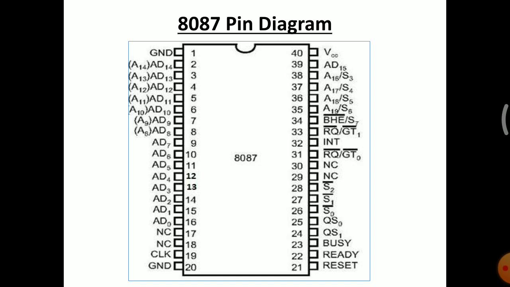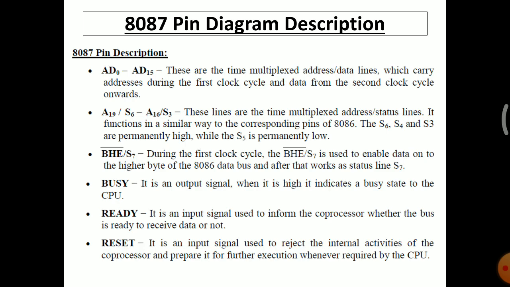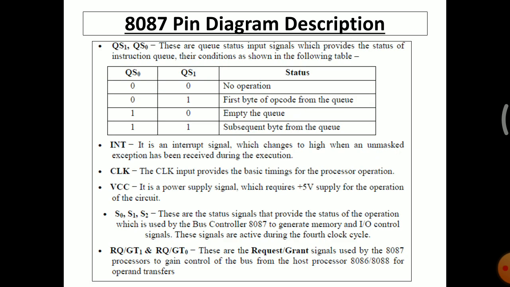Here most of the pins function exactly the same as the pins of the 8086 microprocessor. Okay, and the explanation in short is given on the further slides. We have seen these things during the discussion of the pin diagram. You can see the table has been given for Q status pins QS0 and QS1. Because two bits are used, 4 possible statuses can be available.